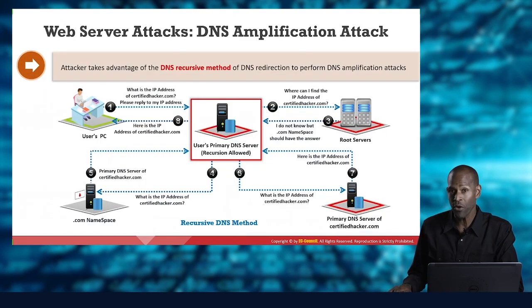Another web server attack is a DNS amplification, taking advantage of how DNS servers can do iterative queries where they recurse through the entire DNS hierarchy. And what we do as the attacker is redirect them to perform an amplification attack. So let's look and see how that works. Number one, the user needs the IP address for a URL or an FQDN, fully qualified domain name. And it says, hey, what's the IP address to this FQDN, certifiedhacker.com?